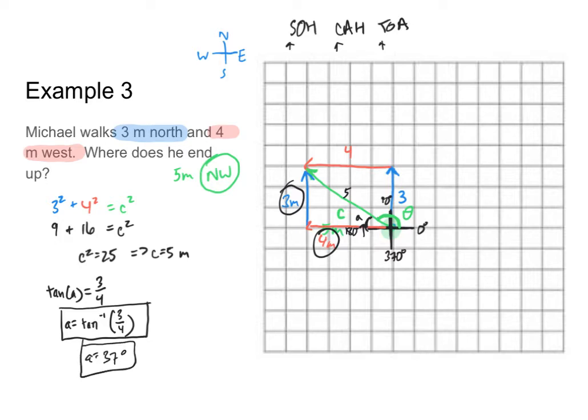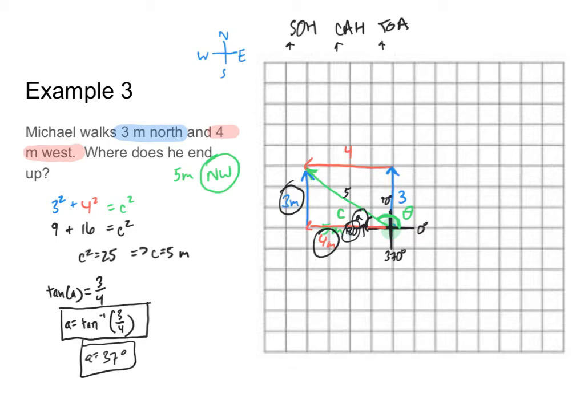So I'm not quite done, sadly, because I found A, but I have not yet found the angle of my motion, right? So what I'm going to do next is this very last step, which is to subtract A, 37 degrees, from 180, because we know from our picture that theta plus A is equal to 180.